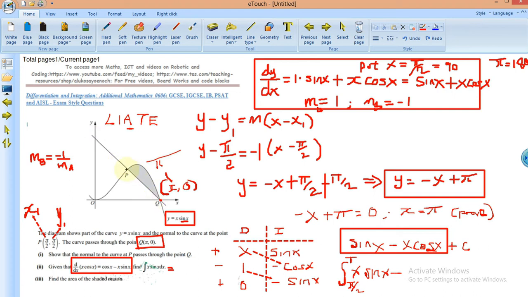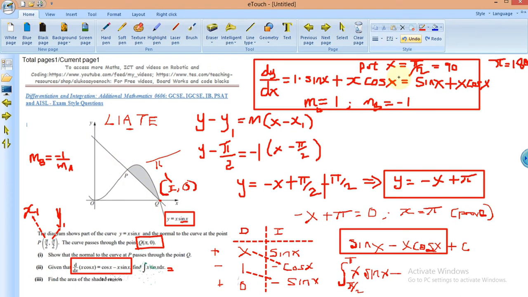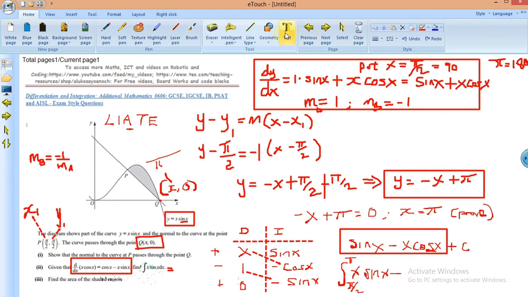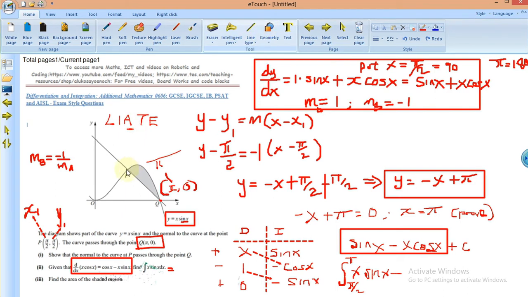Now let me just show you something. So we are going to do area of this one minus area of the triangle. If you look at this point P, trace it down here, we are given the coordinate for point P to be pi over 2. So the x coordinate here is pi over 2, and the y coordinate here is also pi over 2. Is that clear now? So this is the triangle we are looking at.